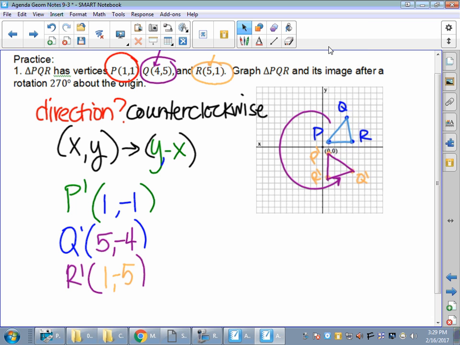What do you think of those ones? So really what it comes down to for rotations is knowing the rules and knowing how to change your ordered pairs.